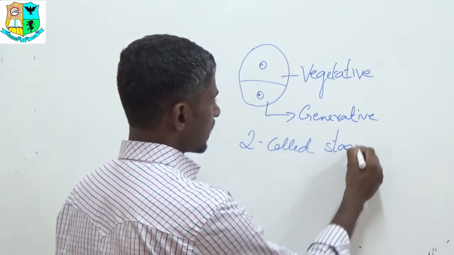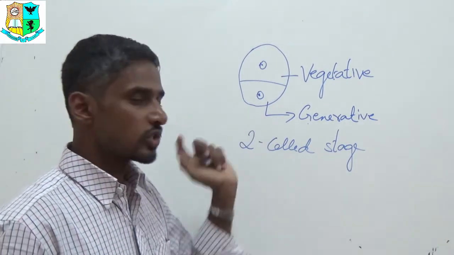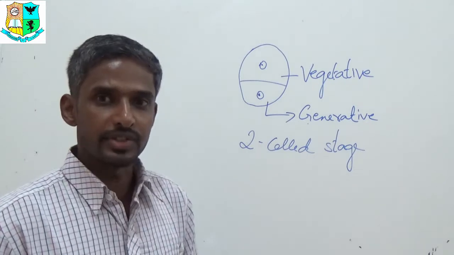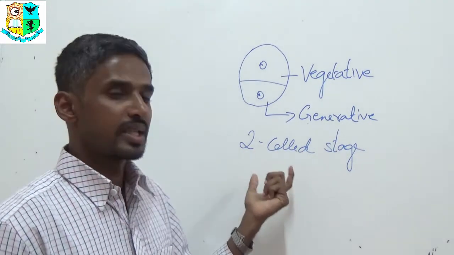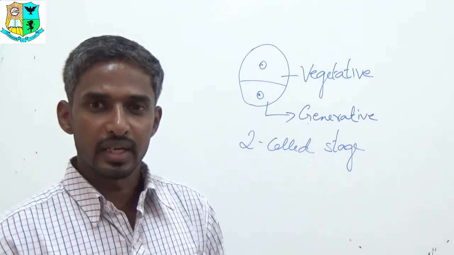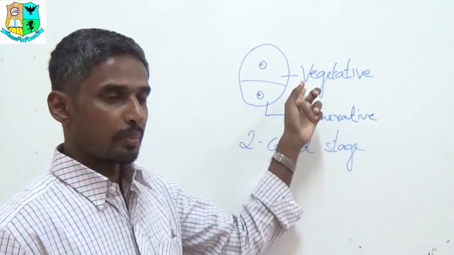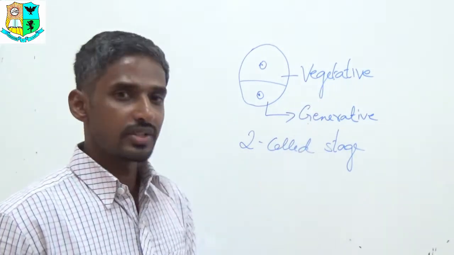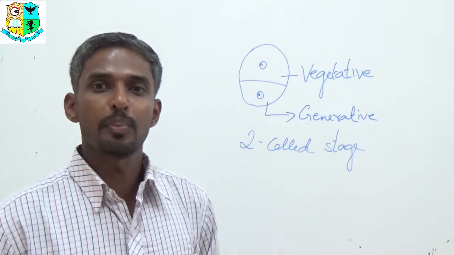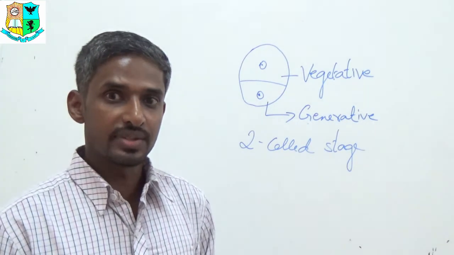Why it is called two-celled? Because the pollen grain at this stage contains two cells, vegetative and generative cells, and therefore 60% of the plants produce and then disperse pollen grain at this stage. That means where the pollen grain has got vegetative and generative. There are another 40% of plants which shed pollen grain at a three-celled stage.